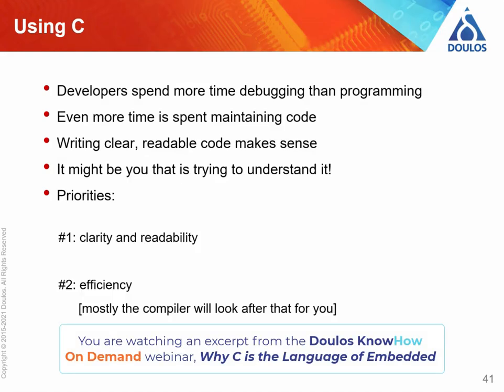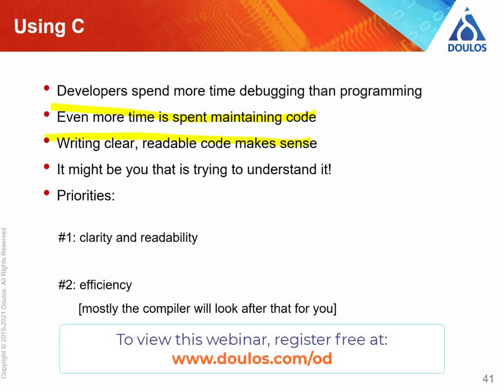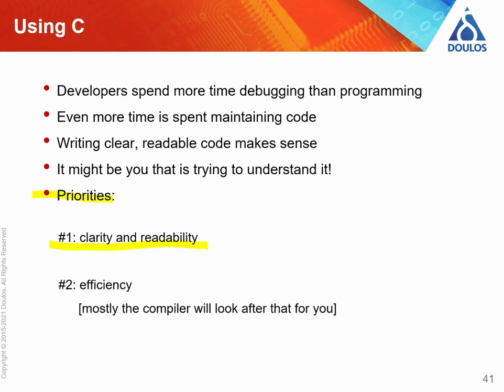Okay, so remember that when you're writing your C code, typically developers spend far more time actually debugging their code than they do writing it. So bear that in mind when you're writing your code. Writing clear, readable code is the sensible approach to take, because that means that it's easy for you and other people to understand it. So in terms of priority, your number 1 priority really should be writing code that is clear and readable, because that makes it maintainable. It also makes it much easier to debug and find mistakes.